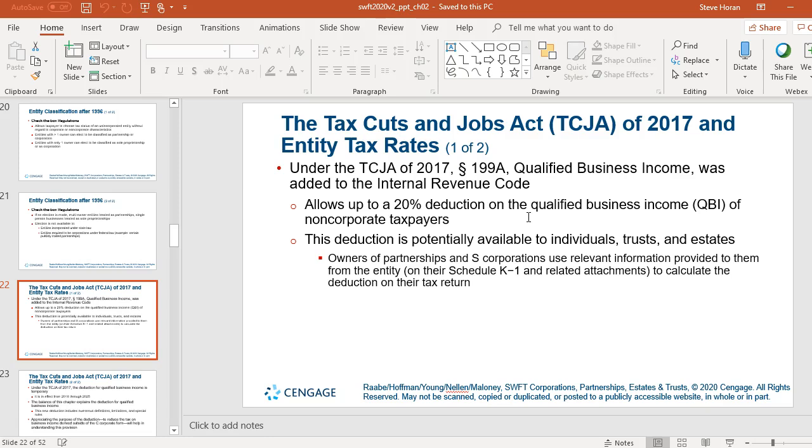Okay, so now the major part of the chapter from here is all the new stuff from the TCJA. So keep in mind, when this law was passed in December of 2017, it went into effect January 1 of 18. So all of 18 and now all of 19 will be subject to this. And the goal of the act was to reduce taxes across the board, not just for corporations, but for individuals.